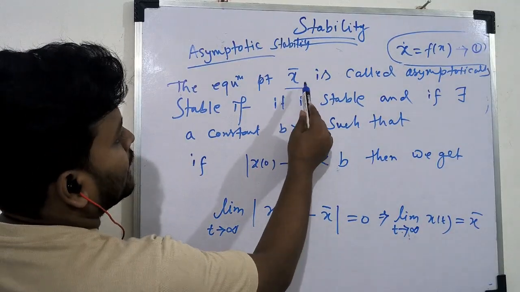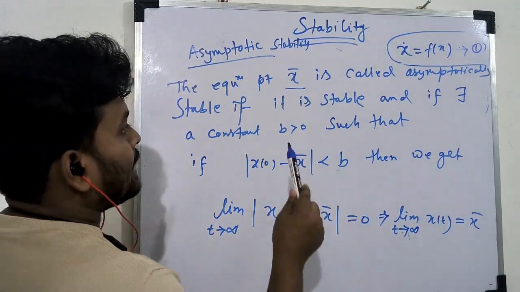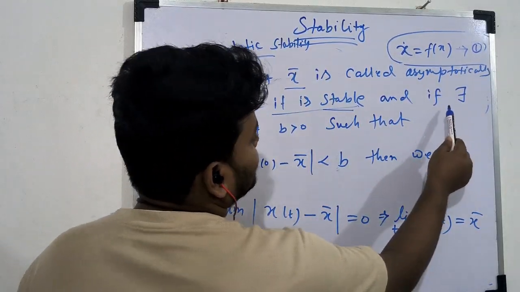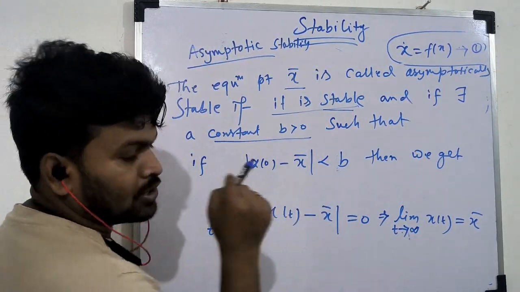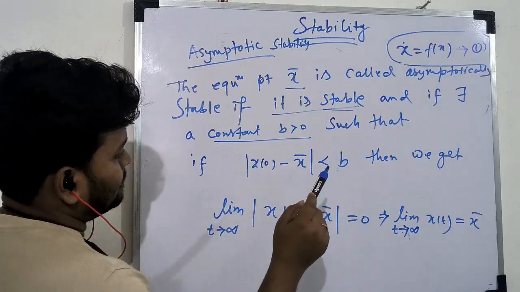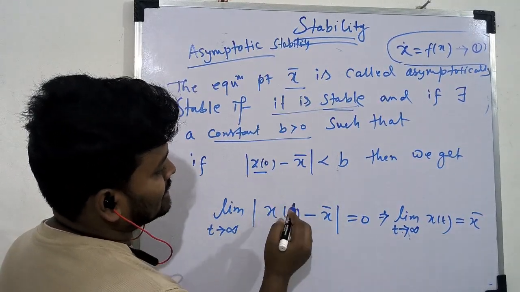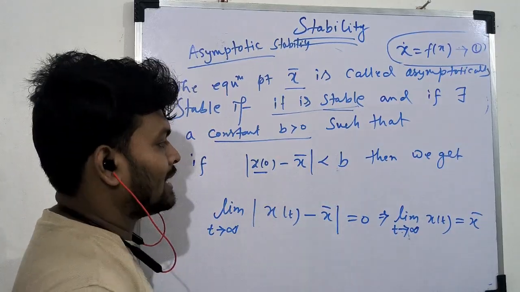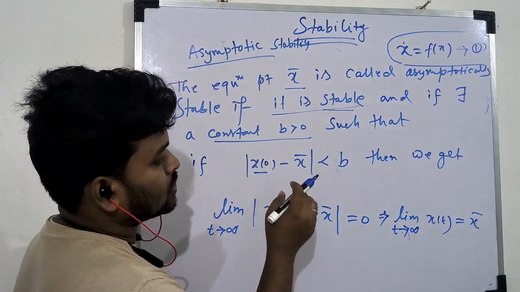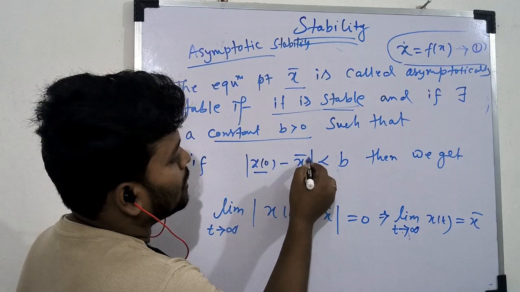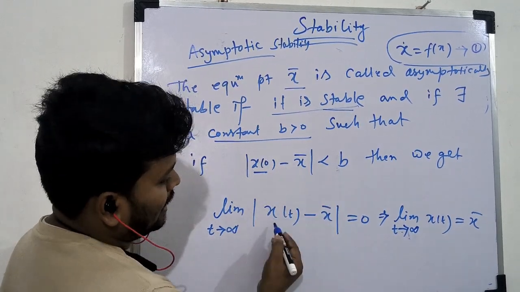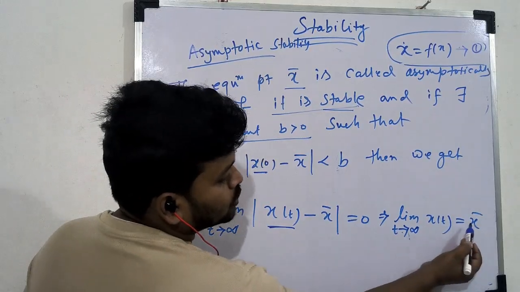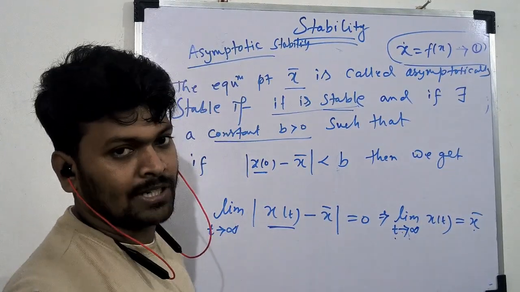So this equilibrium point is called asymptotically stable. If it's stable, that's the first condition, and the second one is there exists a positive constant b such that if we choose the initial condition so that the norm of x0 minus x bar is less than b, that is, close to the equilibrium point in a small region, then any solution state will converge to this equilibrium point as time goes to infinity.